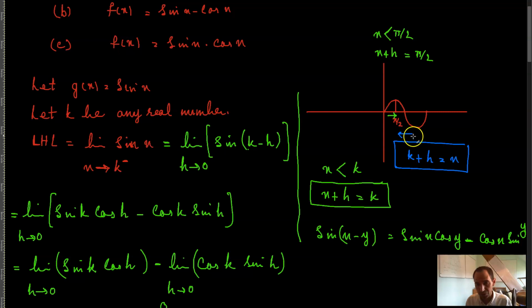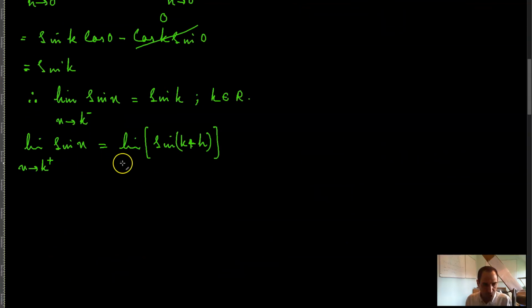Of course, as you can see, x is some number over here, and it is tending to k. That means that the distance between x and k is getting smaller and smaller. In other words, your h, which is the distance, is tending to 0. So over here I can write h tends to 0.